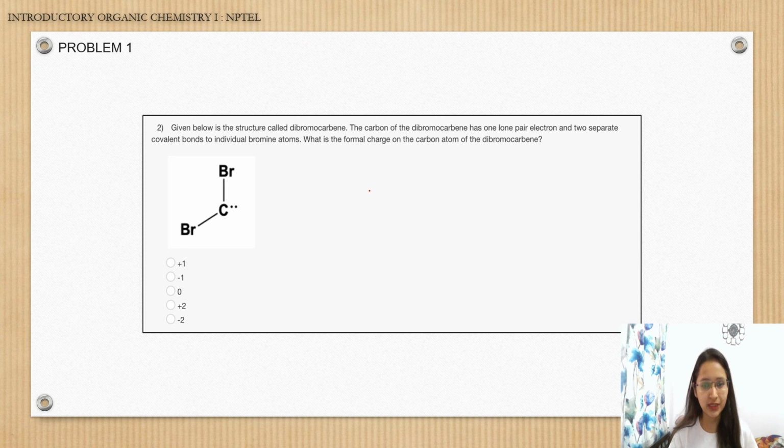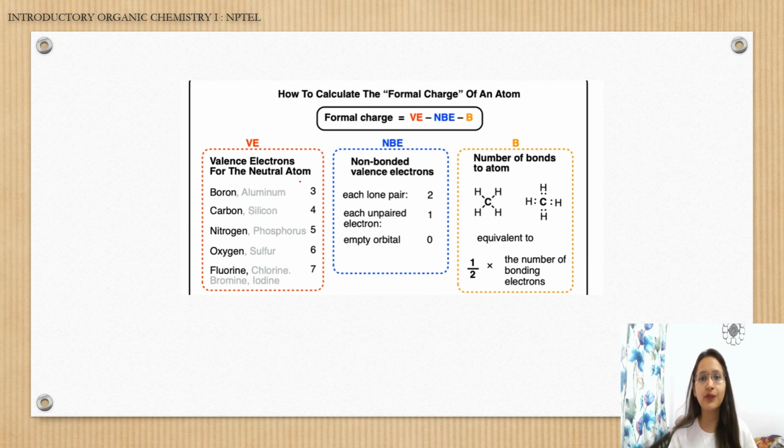Okay, thank you. So starting with problem one, here is given the structure of dibromocarbene. The question is saying that it has a lone pair of electrons and two separate covalent bonds, that it is forming with bromine atoms, right? They are asking for the formal charge on the carbon atom of this dibromocarbene. As you can see, this carbon is connected to two bromine atoms, and for calculating the formal charge, you have a particular formula, right?